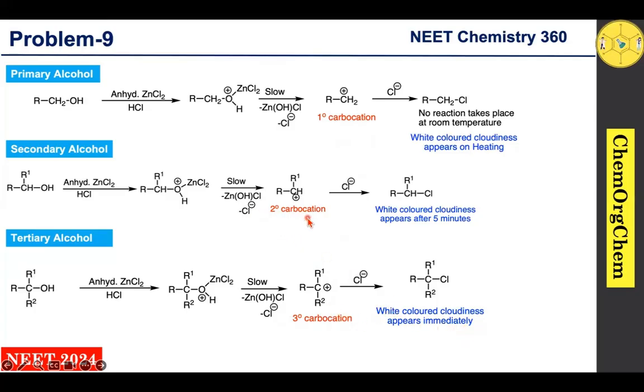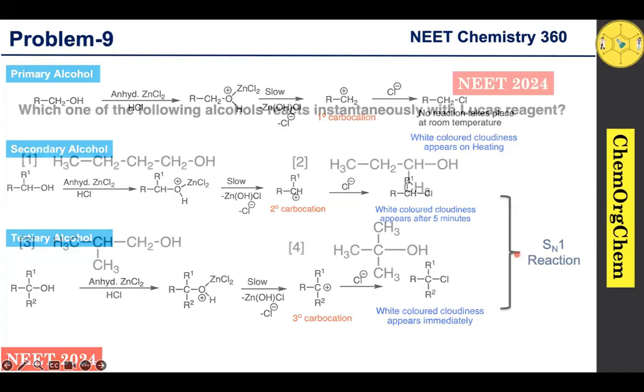So when you come to the secondary carbocation, the formation of the secondary carbocation is somewhat slow when compared to the tertiary carbocation. Because of that, white colored cloudiness appears after 5 minutes. So when you come to the primary carbocation, which is one of the least stable carbocations, when you conduct this reaction at room temperature, no reaction takes place. However, when you heat this reaction mixture, white color cloudiness appears. So particularly in the secondary alcohol and tertiary alcohol case, this reaction undergoes an SN1 reaction.